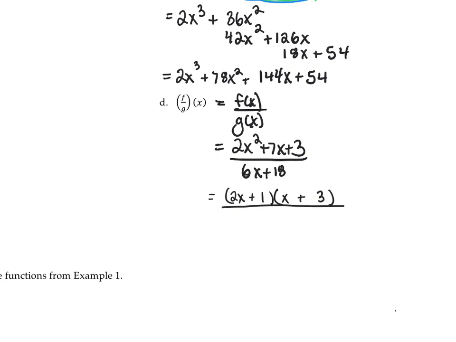Then in the denominator I can see a common factor of 6, so I end up with 6 times (x plus 3). Then I cancel that common factor and make note, in my final answer, of any domain restrictions. So here, x cannot equal -3. The reason x cannot equal -3 is that in the original f of x over g of x, if x was -3, that would have made our original denominator undefined.